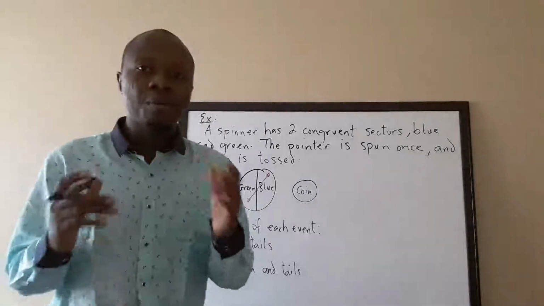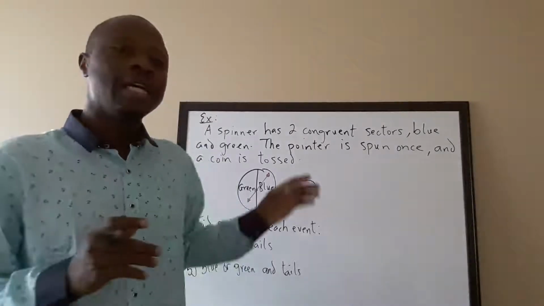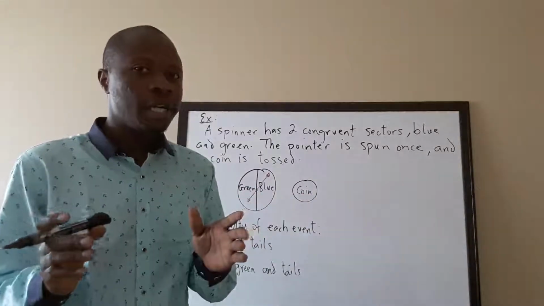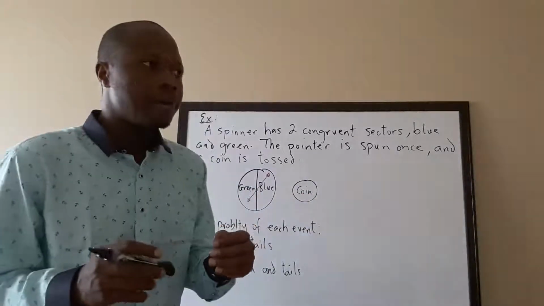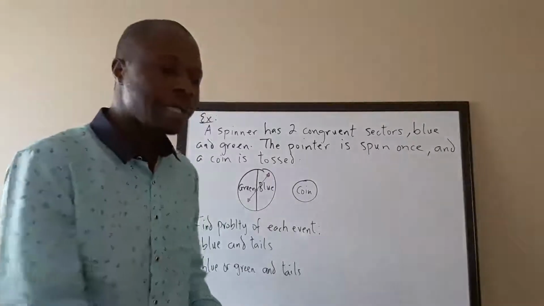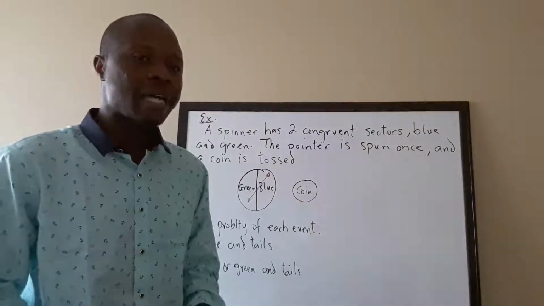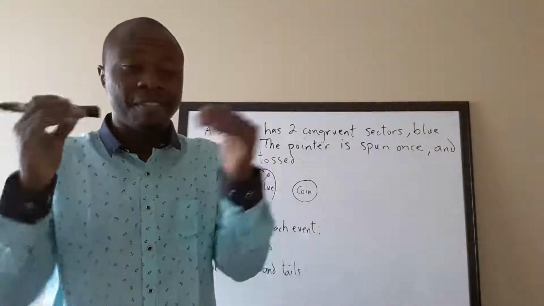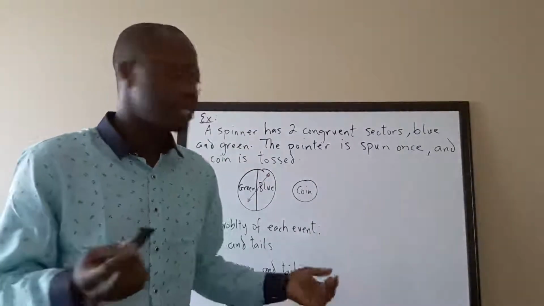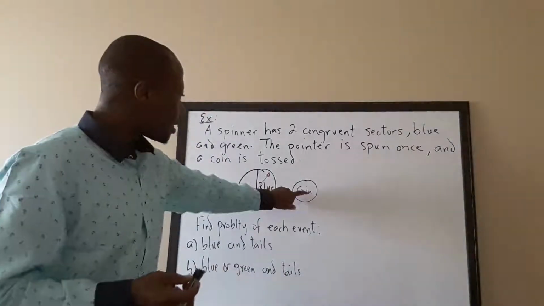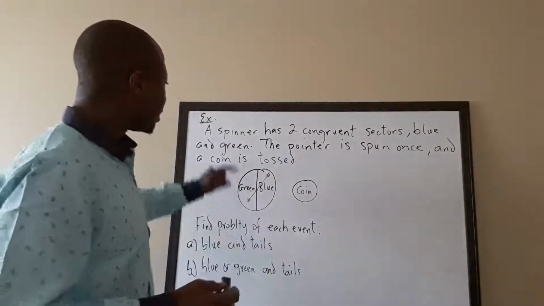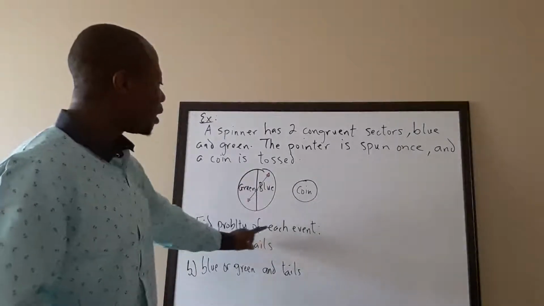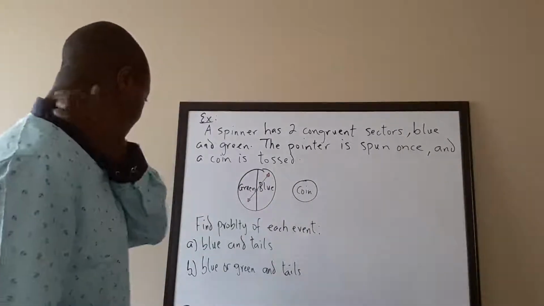So first of all, it's important for us to recognize that these are independent events here, because the act of tossing the coin is not affecting the act of spinning the spinner. So the events are separate, basically. This is the coin that is being tossed. This is the spinner that is being spun. Find the probability of each event.